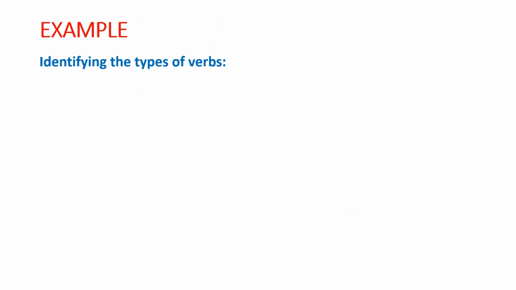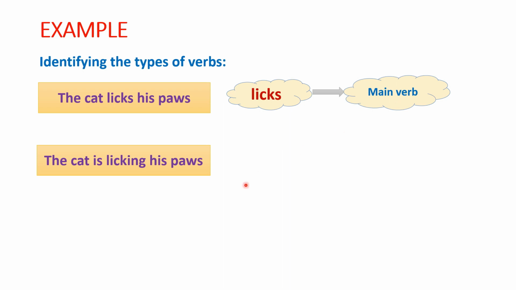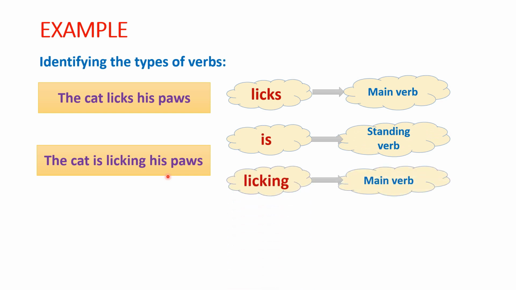Let's see some examples. Here we will identify the types of verbs. The first sentence is: the cat licks his paws. Here licks is the main verb. The second sentence is: the cat is licking his paws. In this sentence we have two verbs, one is is and the other one is licking. So is is the helping verb and licking is the main verb. So is is helping our main verb, so it is called a helping verb.